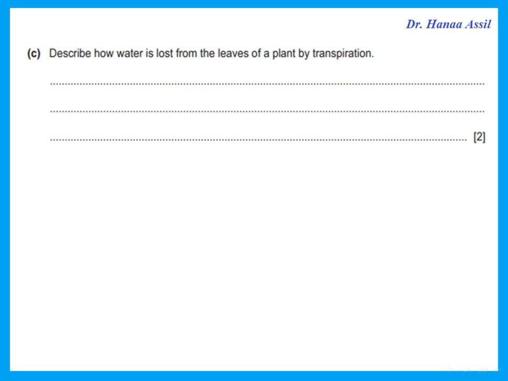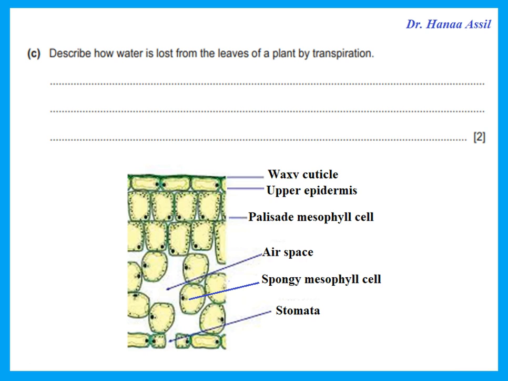Describe how water is lost from the leaves of a plant by transpiration. Okay, what is transpiration? Remember, these are the layers in the leaf. What happens when there is transpiration? Of course, transpiration is the loss of water from the leaves. Now, how does this happen?